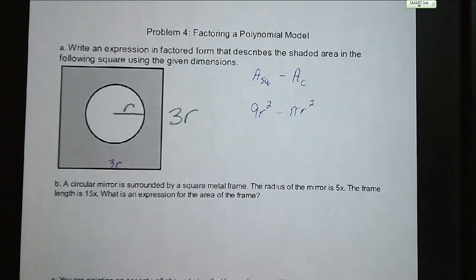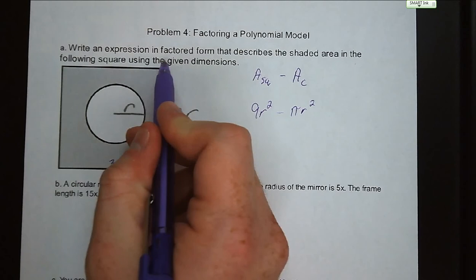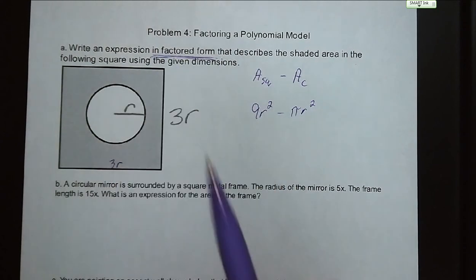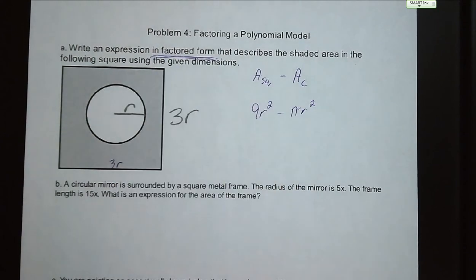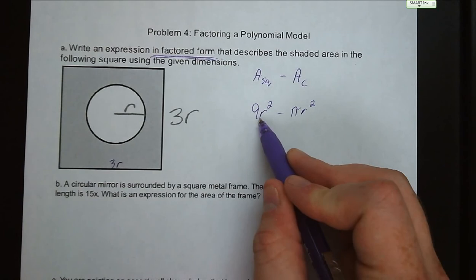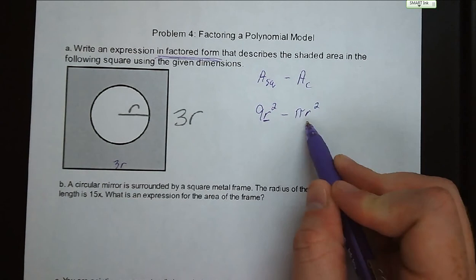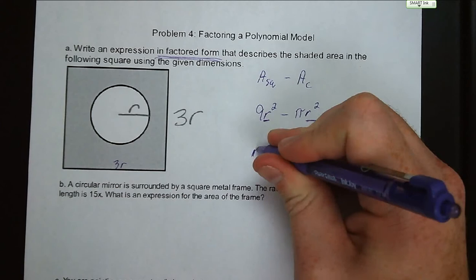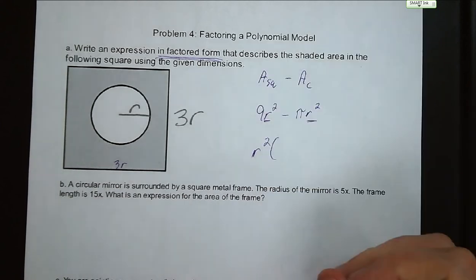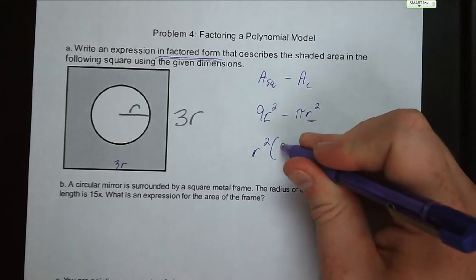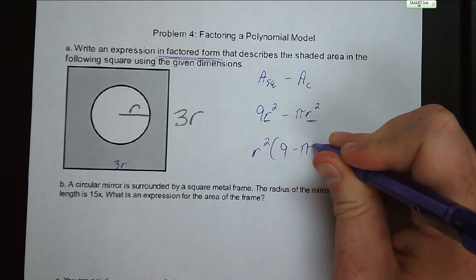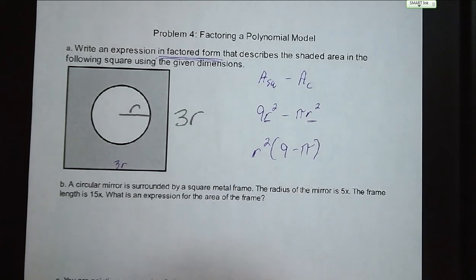Now remember, the directions said in factored form, so it means I need to pull out any common factors that I have, and I notice that they both have an r squared, and what we're left with is 9 minus pi. And you can just leave it as that, 9 minus pi. You don't need to use a decimal approximation there. It's actually more accurate to just leave it as the pi symbol.